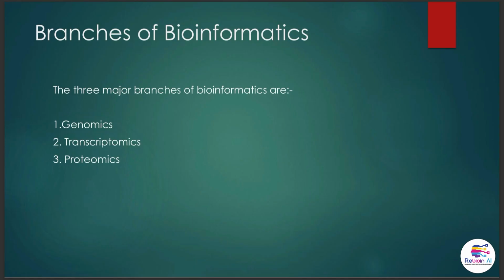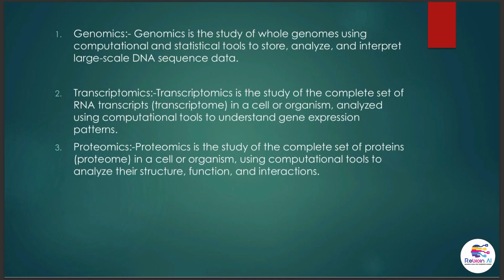Bioinformatics has three major branches. These are Genomics, Transcriptomics, and Proteomics. Genomics is a study of whole genomes using computational and statistical tools to store, analyze, and interpret large-scale DNA sequence data. Transcriptomics is a study of the complete set of RNA transcripts in a cell or an organism, analyzed using computational tools to understand gene expression patterns.